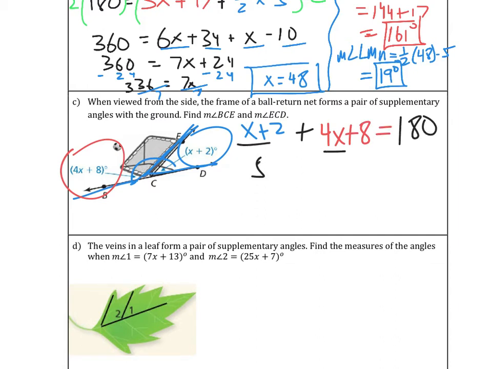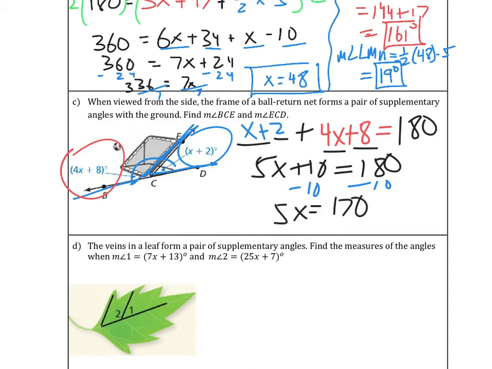Combine like terms. 2 plus 8. Okay. Subtract 10 from both sides. And so 5x equals 170. And if we divide by 5, well, 10 goes into 170 17 times. So 5 is going to go into there 34 times. Twice as many.